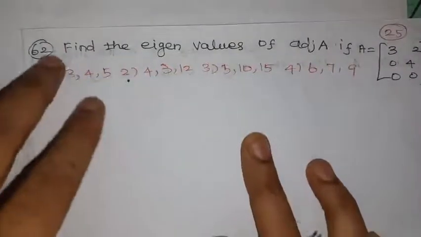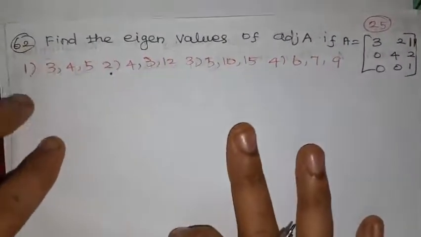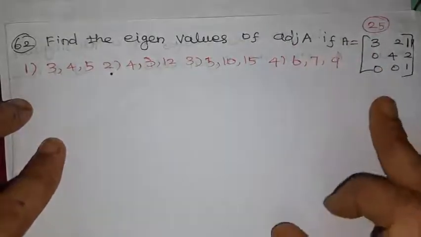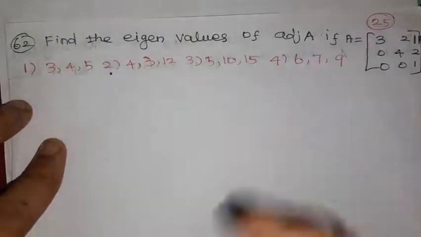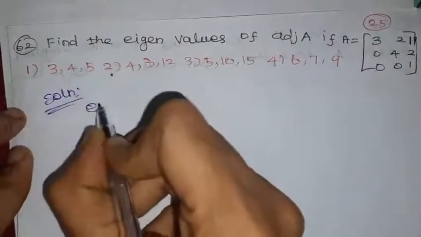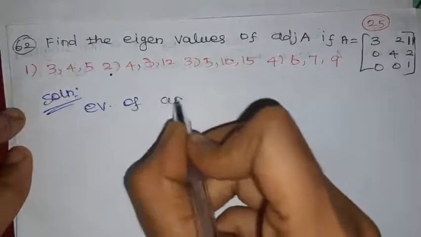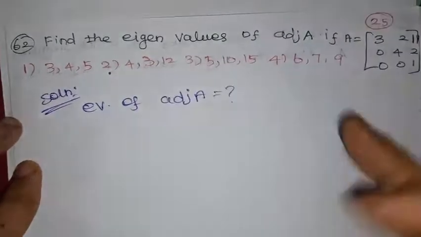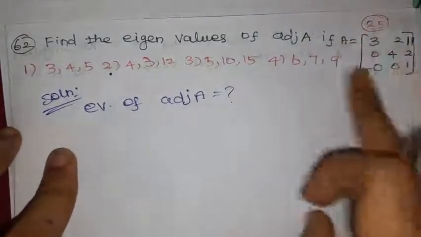This is problem number 62. Find the eigenvalues of the adjoint of A, where A is given. The matrix A is given, and we need to find the eigenvalues of the adjoint of A. First, we will find the eigenvalues of the given matrix.